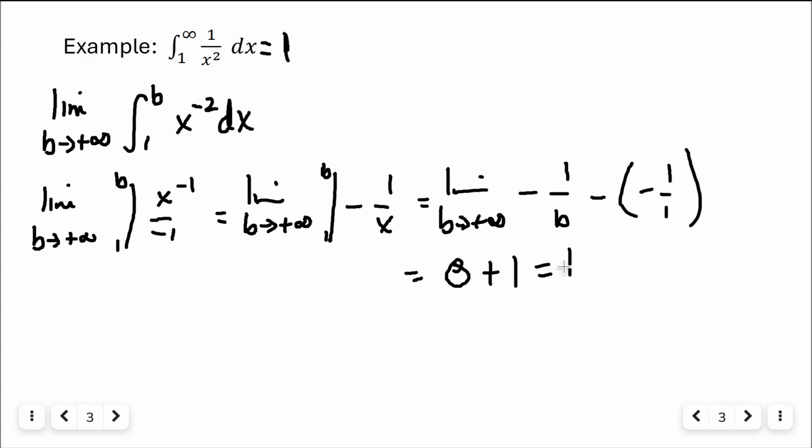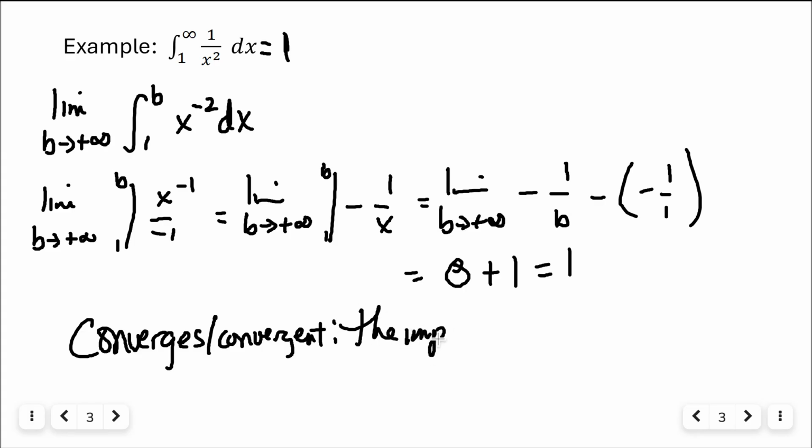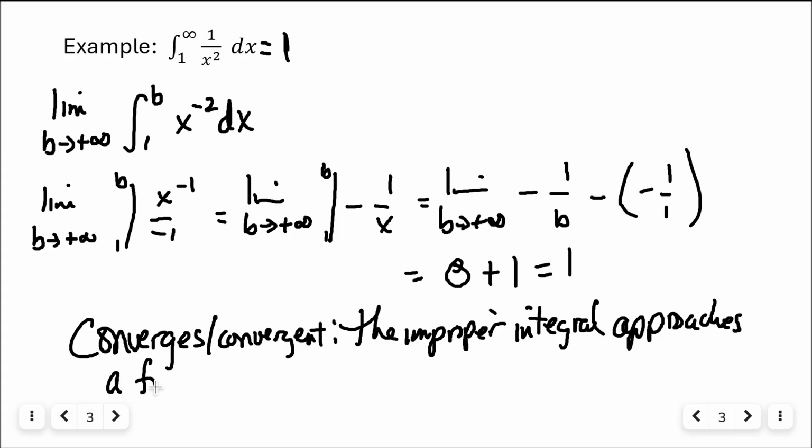Okay? Now, there are two additional words that we can talk about here. Okay? If the limit or if the improper integral approaches a finite value, we say that this integral is convergent. Converges. Convergent. Improper integral approaches a finite value.